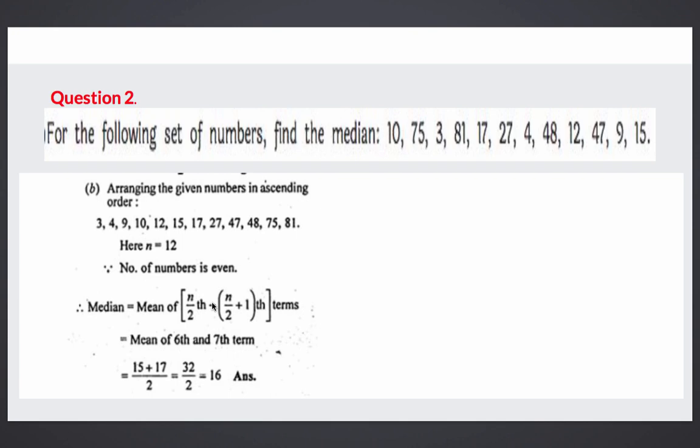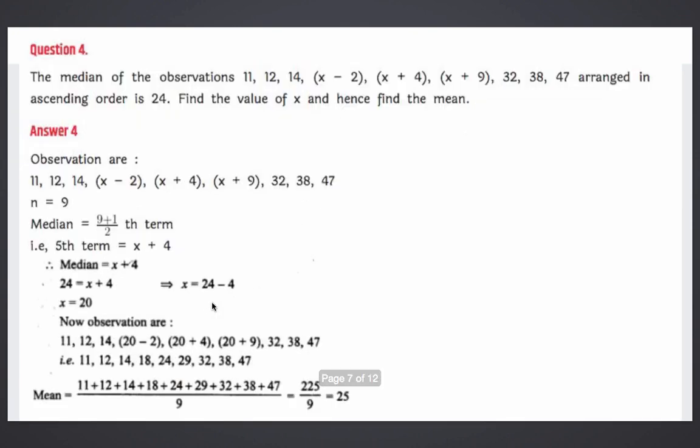Mean of the two, the 6th and 7th observations, are 15 and 17. 15 plus 17 upon 2, that is 32 upon 2, which equals 16. So that is what the median is. Clear, students? The formula is clear. Let's move to the next question, number 4.